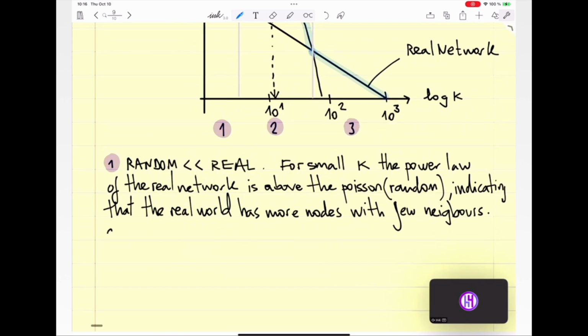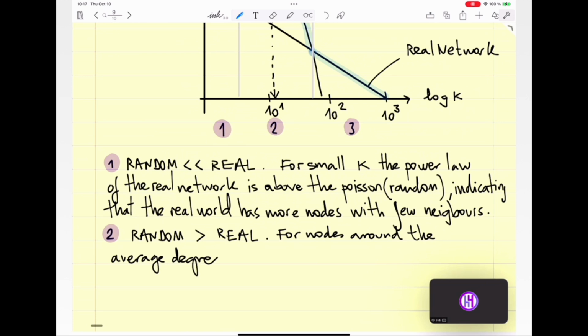Area number 2. Here, things are different. The random is bigger than the real. For nodes around the average degree, the mean value of the degree, the random network has an excess of nodes.